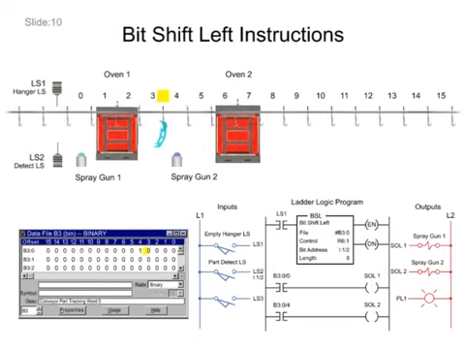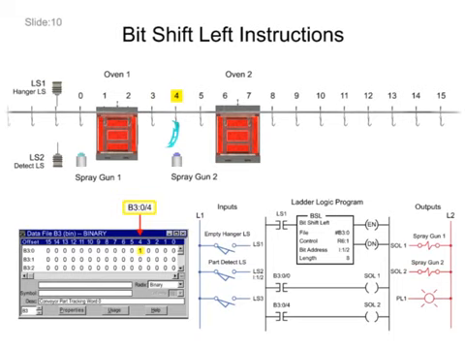Shifting to the fourth bit of the word, the bit 4 input status is true, and the top coat spray gun solenoid is energized, completing the paint process.